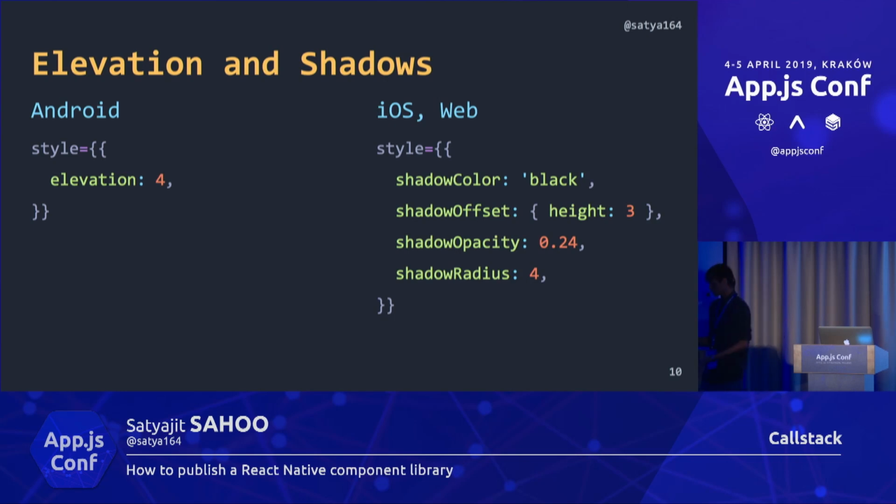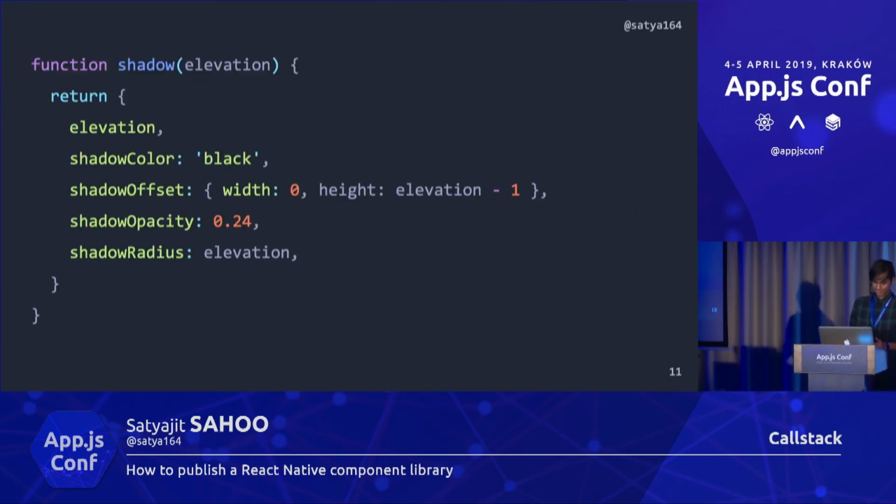So elevation is like a Z index. It's the position of the item on the Z axis. So the higher the item is, the bigger is the shadow. That's all you get. You increase the elevation to get a bigger shadow. So this is one difference you need to handle when designing things.